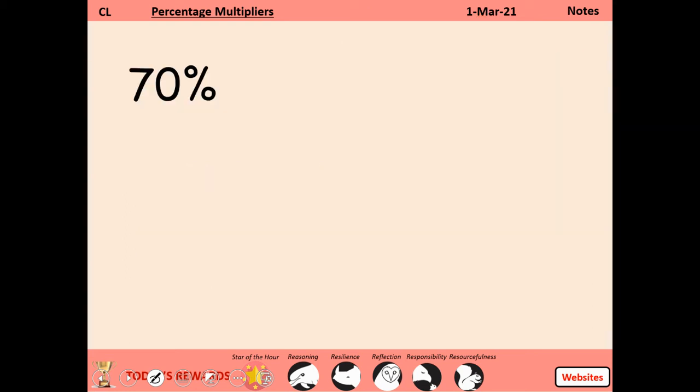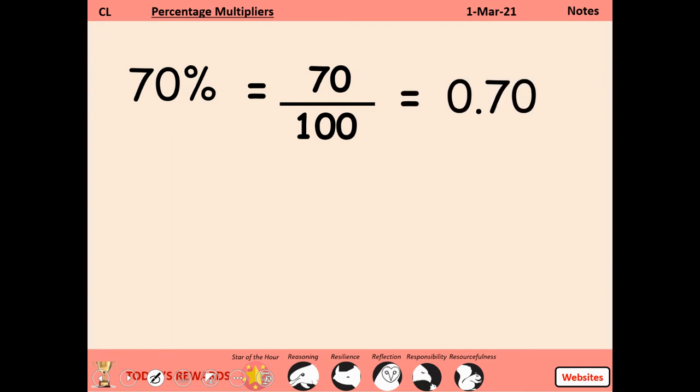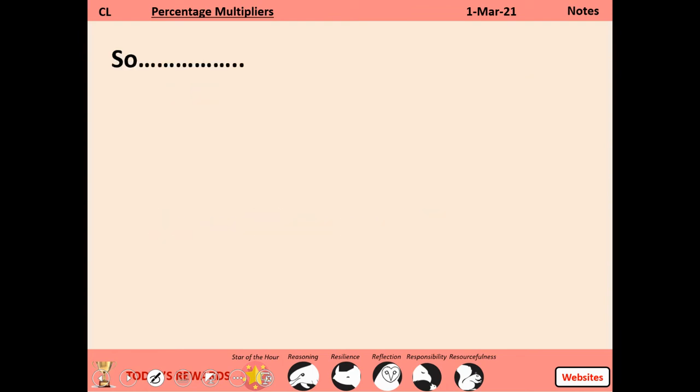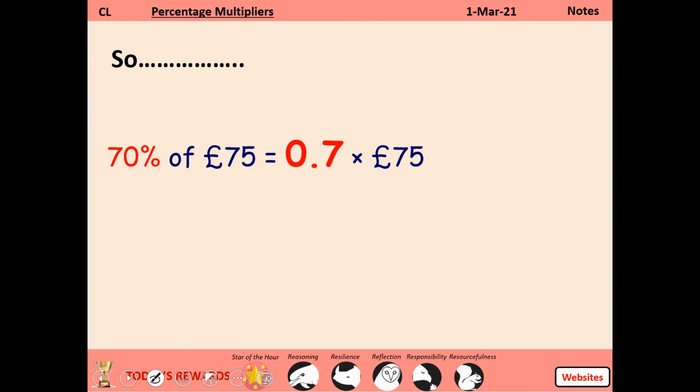So how do we do this? We need to work out, because we're doing a multiplier method, how do I work out 70% using the multiplier method? I need to convert it to a fraction first. So 70 over 100 means 70 divided by 100. So therefore, as a decimal that would be 0.7. So that's how I use the multiplier. 0.7 would be my multiplier. That would mean 70% of £75 as a multiplier. To work that out, you do 0.7 times £75, use your calculator, and that'll give you £52.50, okay?